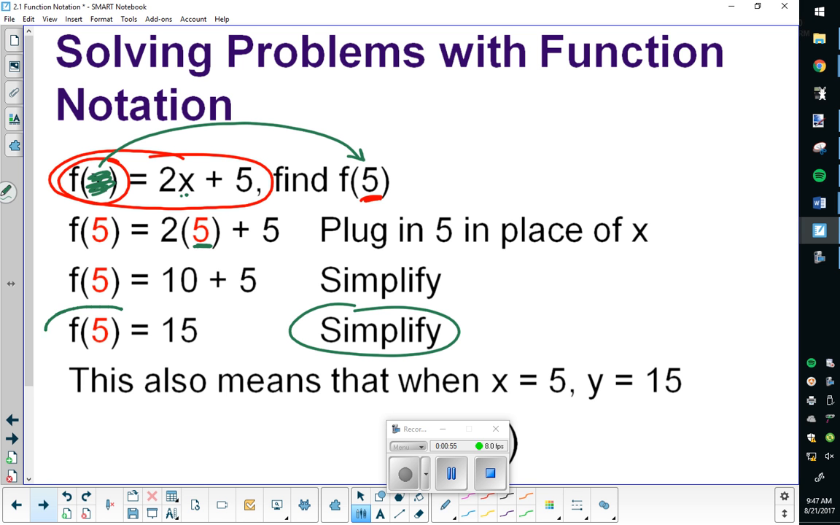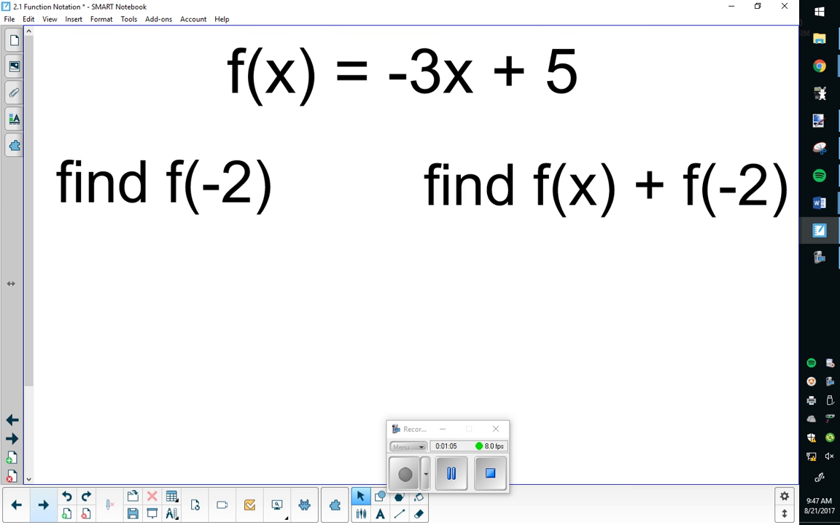Okay, f of 5 then is 15. It means when the x is 5, when you plug in a 5, you're going to get 15 as your output. That's what all of function notation means. If you can understand that it is all a plugging in thing, you're going to be good with this. All right, so let's look at these examples.